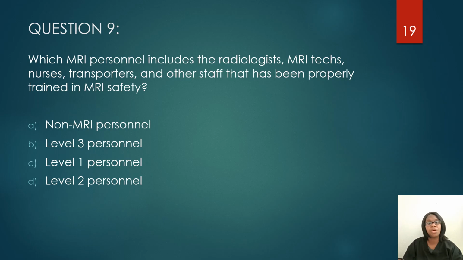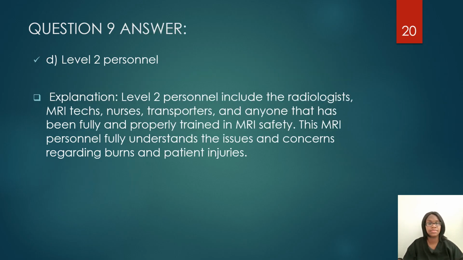Question 9. Which MRI personnel includes the radiologists, MRI techs, nurses, transporters, and other staff that are properly trained in MRI safety? You have your non-MRI personnel, Level 3 personnel, Level 1 personnel, Level 2 personnel. Level 2 personnel. These are the ones who fully understand the issues and the concerns regarding burns and patient injuries.